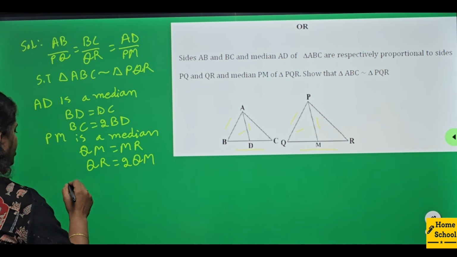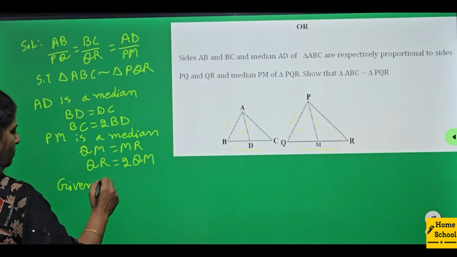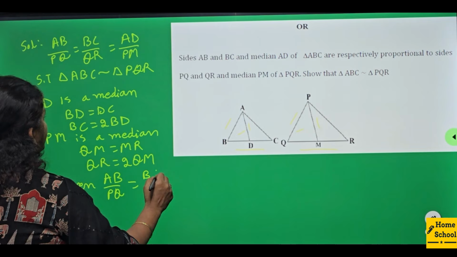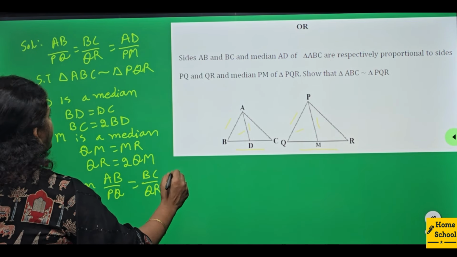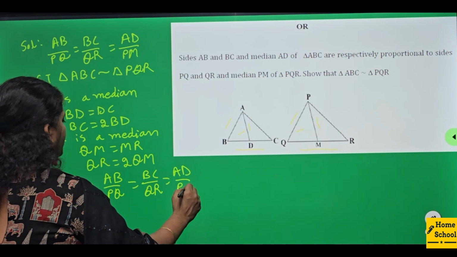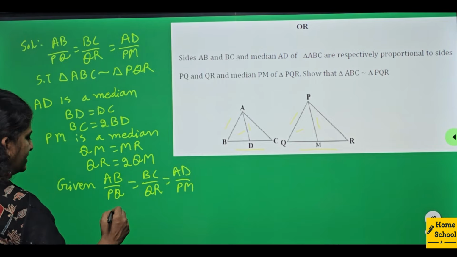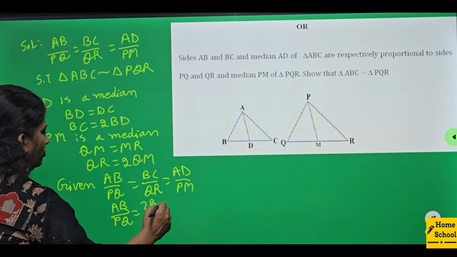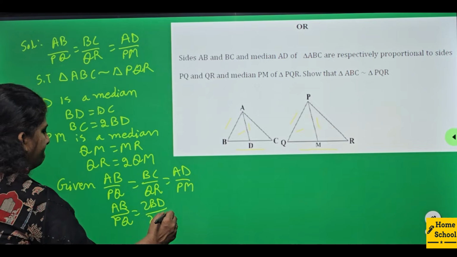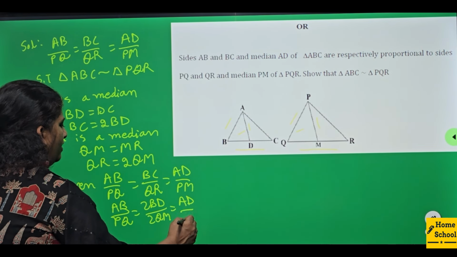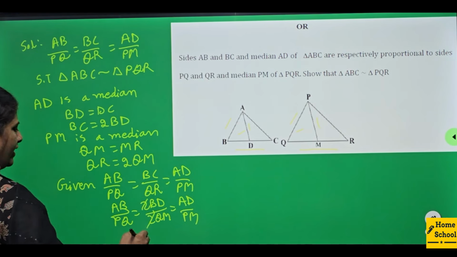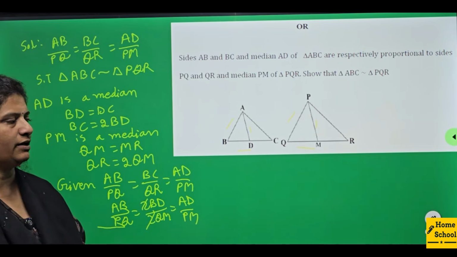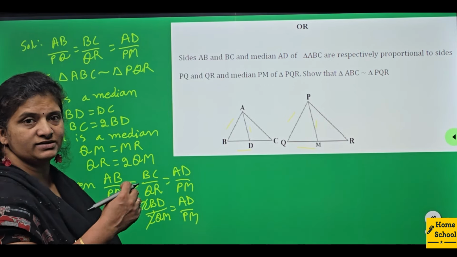Now rewrite the ratio given. AB by PQ is equal to BC by QR is equal to AD by PM. Instead of BC and QR, write this. AB by PQ is equal to 2BD by 2QM is equal to AD by PM. So 2 cancel. Now AB by PQ is equal to BD by QM is equal to AD by PM. Therefore the two triangles are similar.